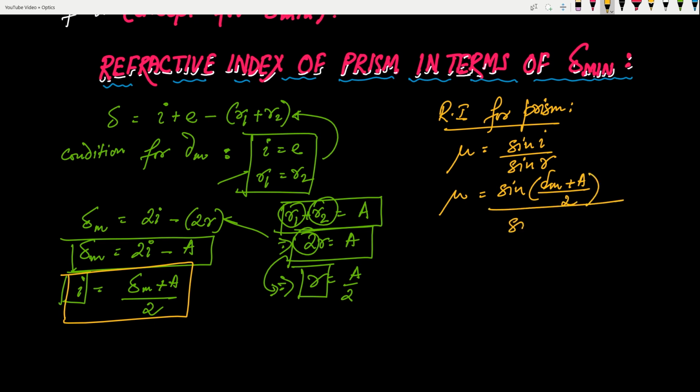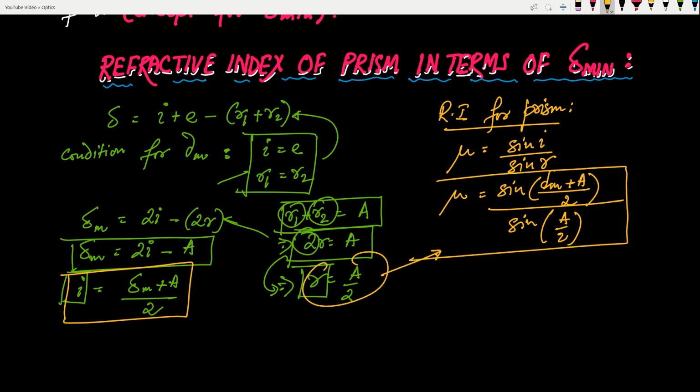And for sine r, we will put the value of r as A by 2, that we have derived here. Okay, so we got that the refractive index of the prism is given by sine of (delta minimum plus A) divided by 2, divided by sine of A by 2. This is the formula you need to use.